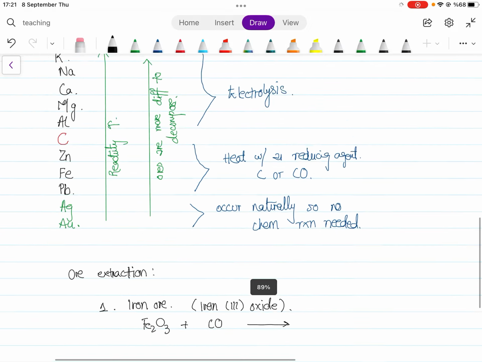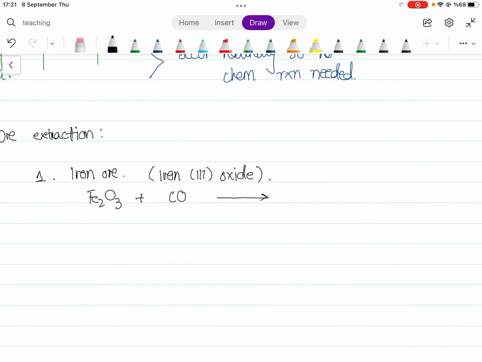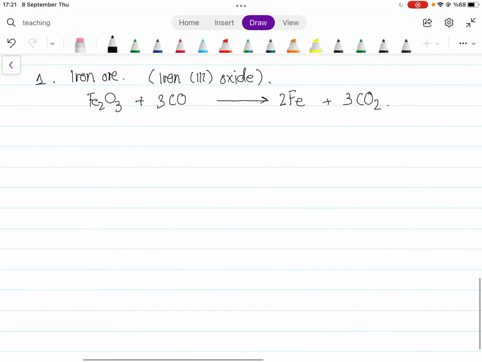Okay. So iron oxide reacts with carbon monoxide and it forms iron and carbon dioxide. Let's quickly balance these. Okay, so this is one method. We are going to look at this more closely in the blast furnace part. Number 2 is the aluminium ore.